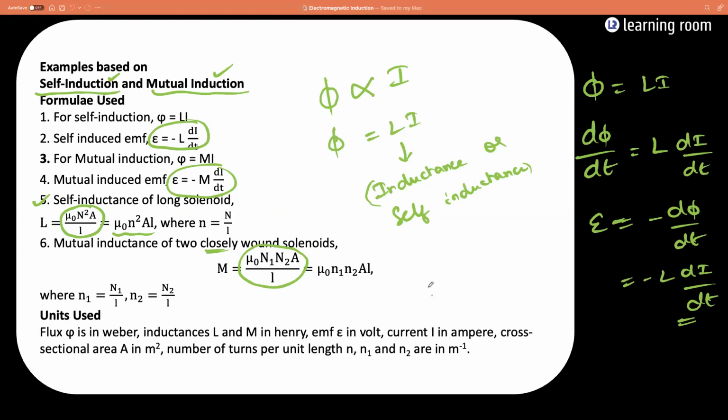When you have two coaxial solenoids, this is a derivation from your textbook. When you have two coaxial solenoids of equal length, then M12 will be equal to M21.